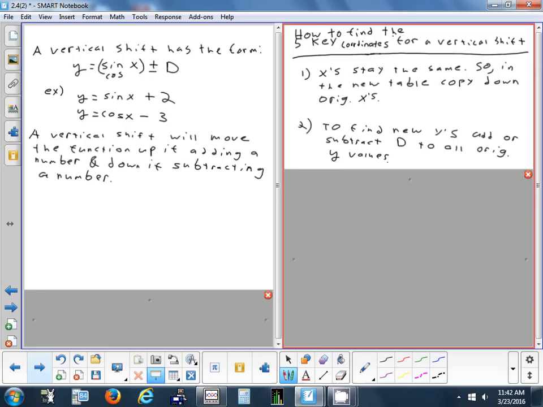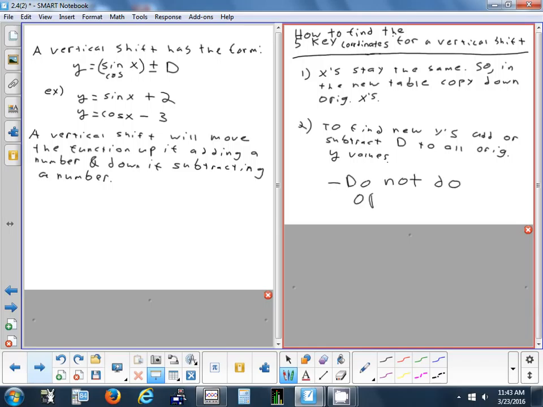Now, thinking about what you know about a phase shift, what mistake do you think people make with a vertical shift that you shouldn't do? They do the opposite. You do not do the opposite. That's just something you have to keep straight somehow. With a phase shift, you do the opposite. With a vertical shift, you do not.